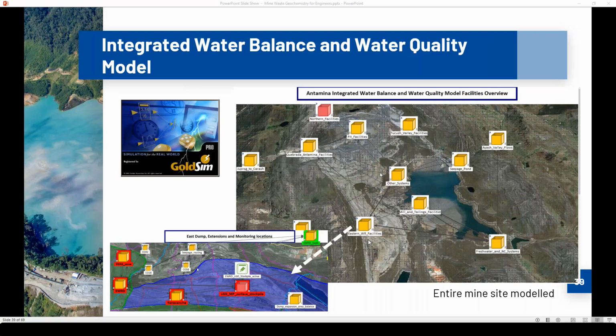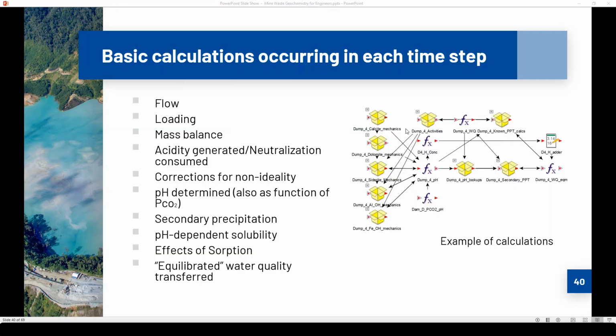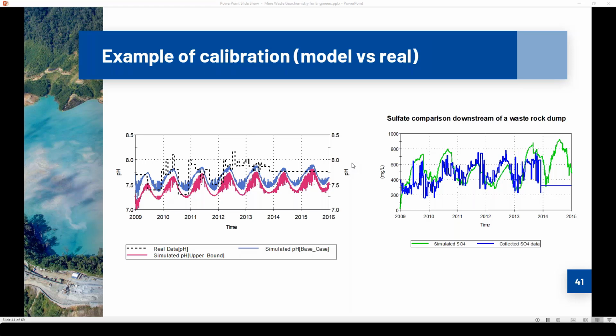In each of these boxes there, which are containers in GoldSim, we've used GoldSim to build this. We unpack the geochemistry and the hydrology of each of the individual components of the mine, and then in each of these time steps we calculate the geochemical changes that occur over time. And from that, we can then have a water quality which can be used in the predictions.